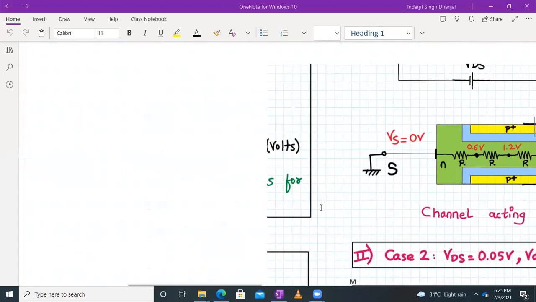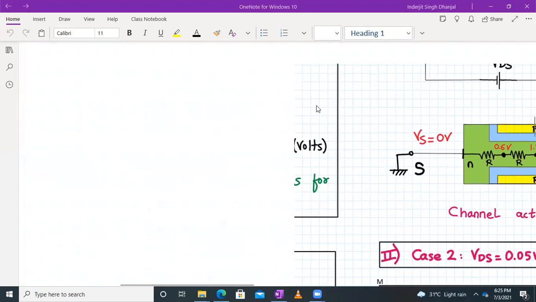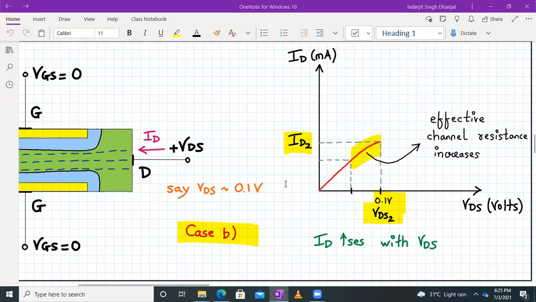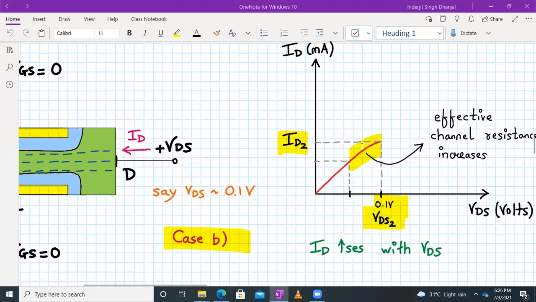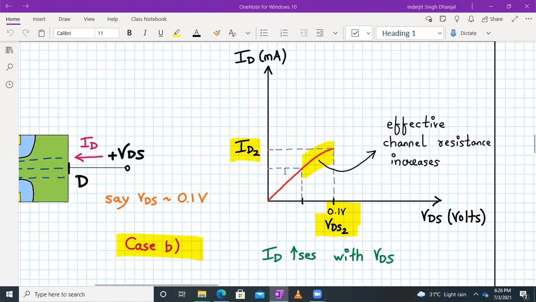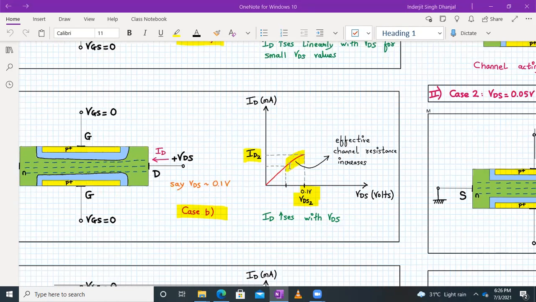Okay, so what will really happen is, due to the effective channel resistance increasing near the drain end, because the area is reduced near the drain end, your current will increase, but since the effective channel resistance increases, the slope of this curve will definitely be decreasing, as you can see. So there will be an increase in the current. We can say that ID, the drain current, increases with the applied voltage VDS, but the amount of increase has been reduced, since the slope has reduced because the effective channel resistance has increased. Okay, so now we'll continue further.